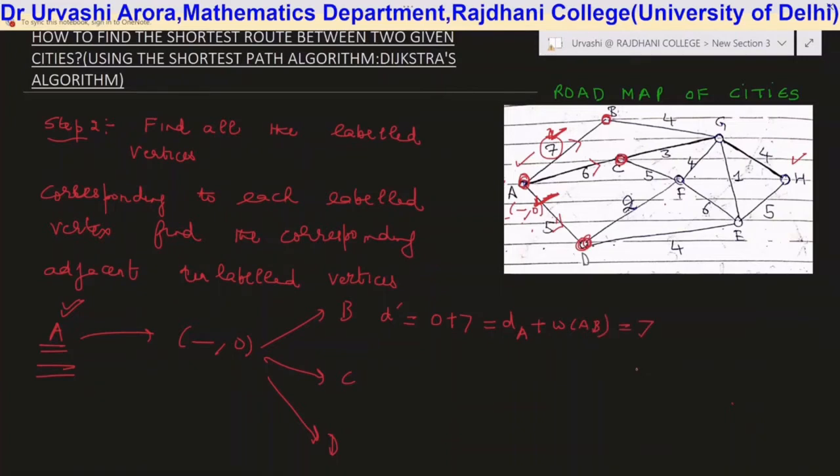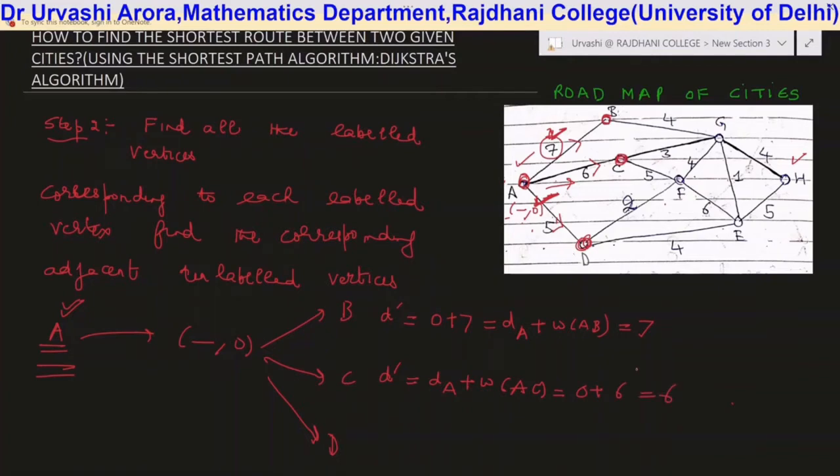The same thing we do for vertex C. In case you choose to travel from A to C, then the D dash for C, which is the distance traveled to move till the vertex C, will be the distance you have traveled till the vertex A plus the weight of the edge AC, because you will be traveling along AC. So this is going to be 0 plus 6, and this is going to be 6.